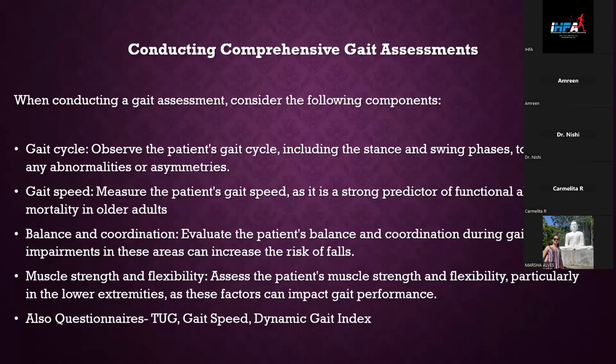The most common is the Timed Up and Go test, which tells us about the balance and the risk of fall. Second is gait speed. Third is the Dynamic Gait Index, which tells us a lot of components about the gait, its balance and its walking style. And you can also take Berg's Balance Scale if you want. But these are the three most common gait assessment questionnaires that we use in an old age individual.